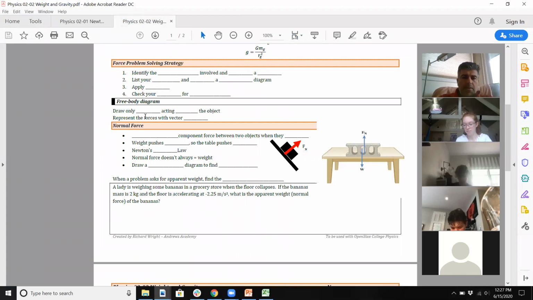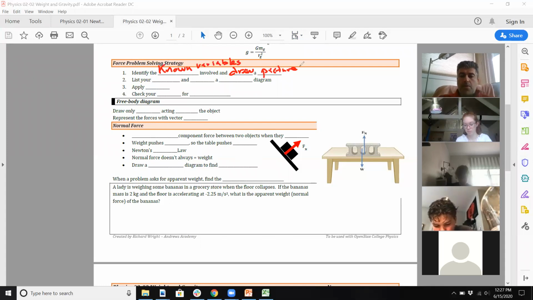So you want to identify your known variables involved and draw a picture. You always want to draw a picture when you're doing force. Then what you want to do is list your principles, like what kind of formulas you're using, stuff like that.